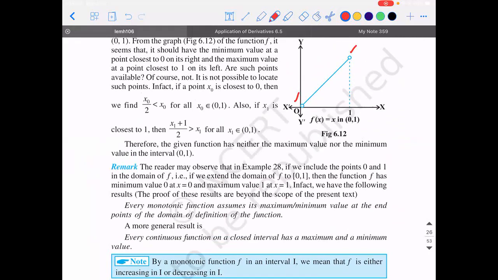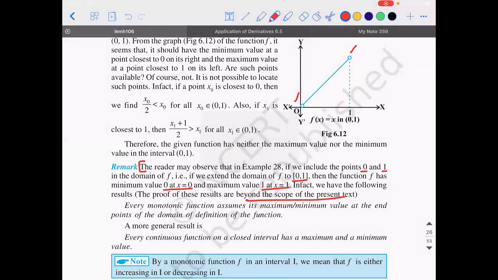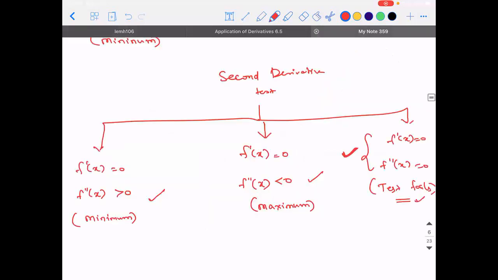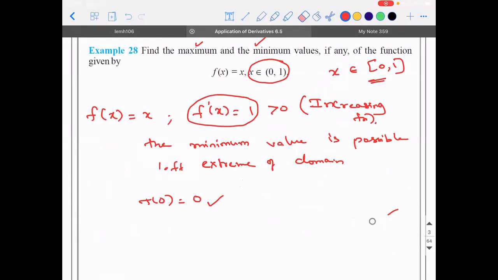See, that's what they have given. See, the reader may observe that in example 25, if we include the points 0 and 1, then we can extend the domain of f to 0 to 1. Then the function has minimum value at x is equal to 0 and maximum value at x is equal to 1. In fact, we have the following results. The proof of these results are beyond the scope of this present text. You're able to understand? So the only thing is, since 0, 1 are present within the open interval, it does not have any point of minimum or maximum. So this is wrong. Whereas in the previous problem, it would have been right because that point would have been included in it.